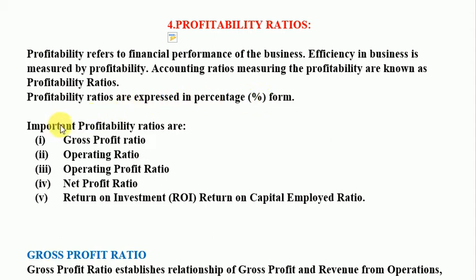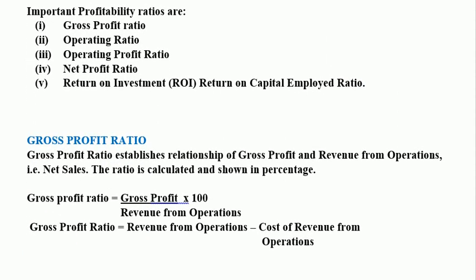The important profitability ratios under this category are: number 1, gross profit ratio; number 2, operating ratio; number 3, operating profit ratio; number 4, net profit ratio; and finally the fifth one, return on investment, which is also known as return on capital employed ratio. So we have seen what profitability ratios are. Let us now move to the first type of profitability ratios, which is known as gross profit ratio.